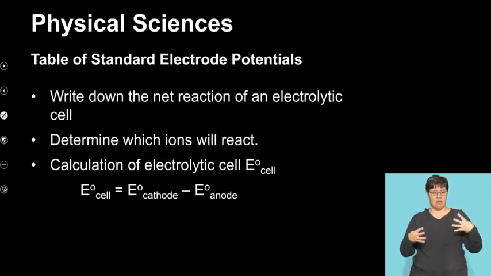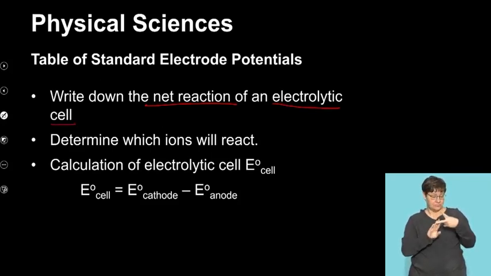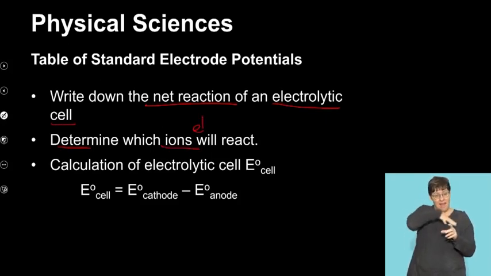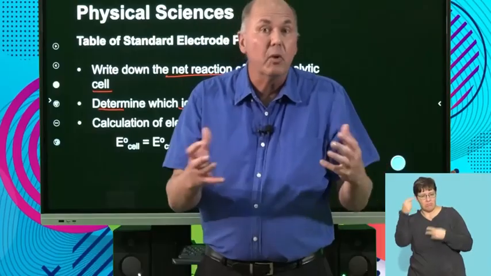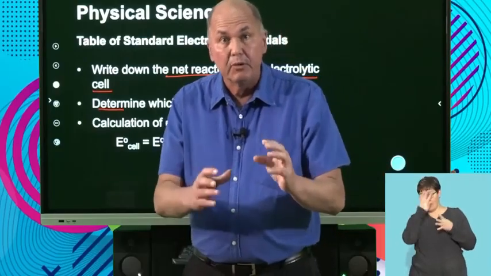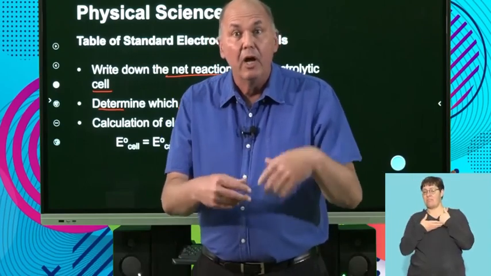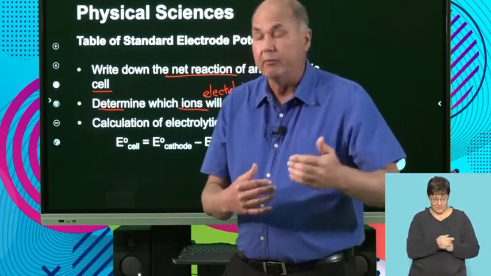Here's what we're going to be able to do with it. When we have the half reaction table, the first thing we can get practice with is to write down the net reaction of an electrolytic cell. We're going to do some examples of that. We're also going to determine which ions in the electrolyte react. If we have more than one different type of ion, they will react differently. We'll have to decide which one's going to react and which one's not going to react. So it's very important. We can use the table to help do some reasoning about what's going to happen there.